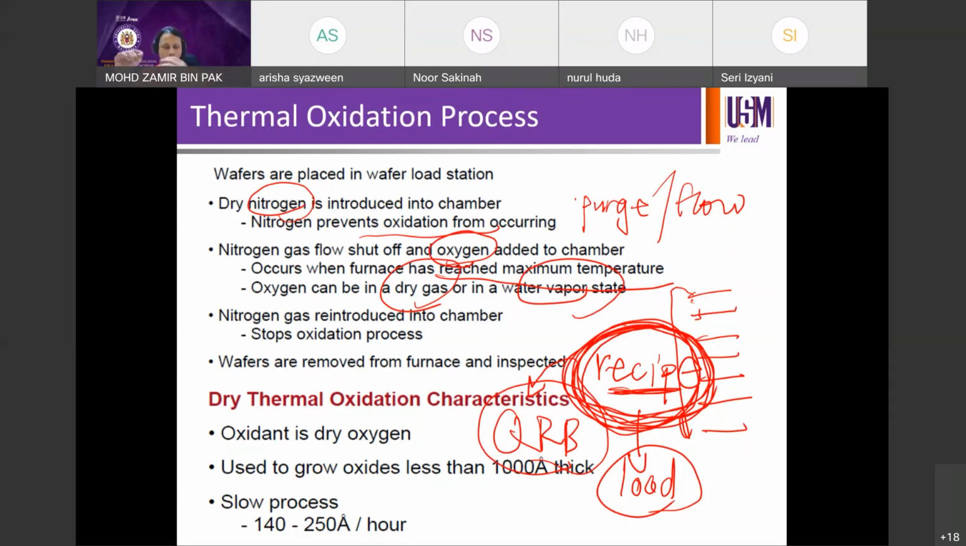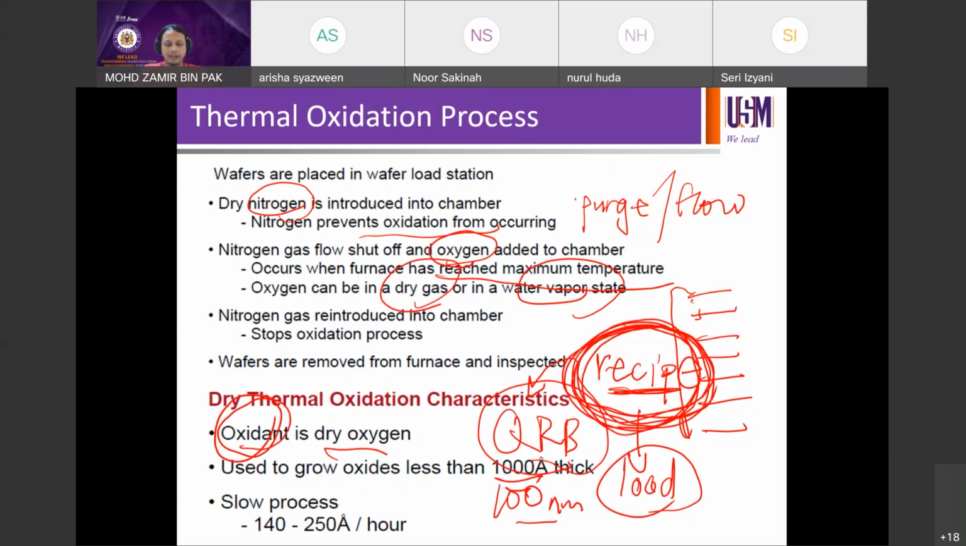So that's more on the operational side of the job as a PE while doing this process. I will mention it from time to time so that you understand how the whole thing works. So if you talk about dry oxidation, then the oxidant, and remember oxidant is the word, is dry oxygen, the precursor material. The typical thickness of dry oxidation is less than 1000 angstrom. So 100 nanometer and below, you normally use dry ox. If you go above 100 nanometer, you go for wet ox.